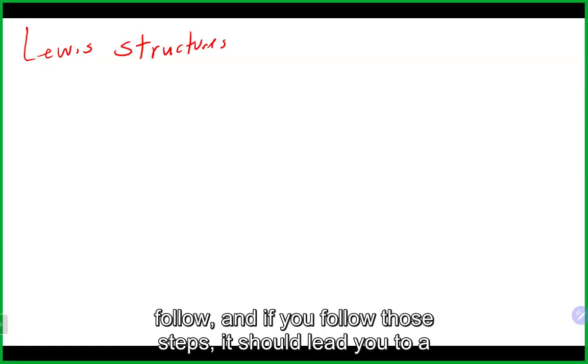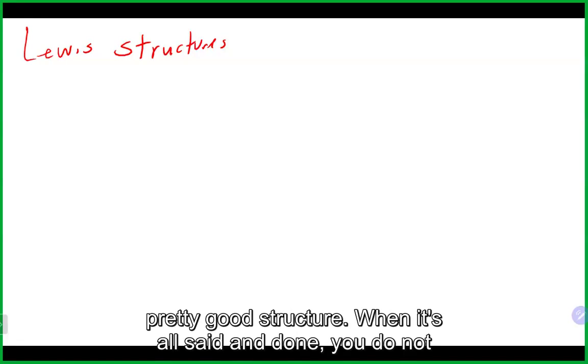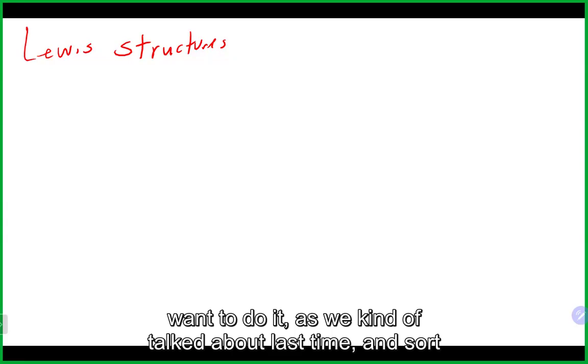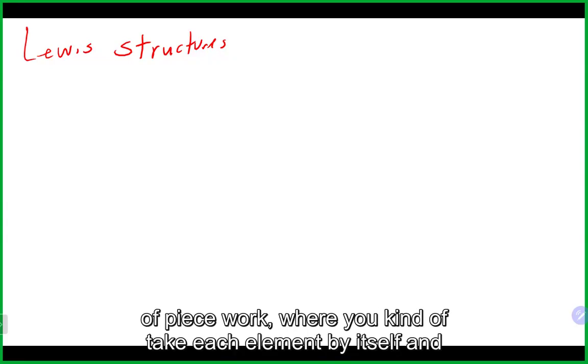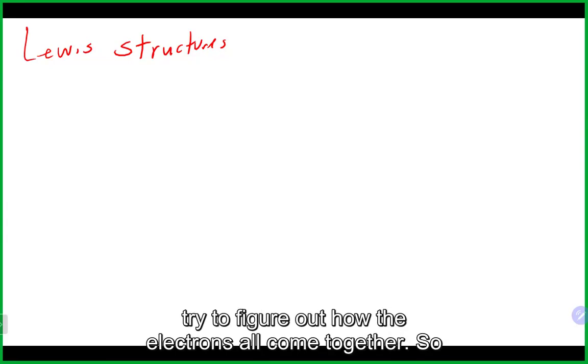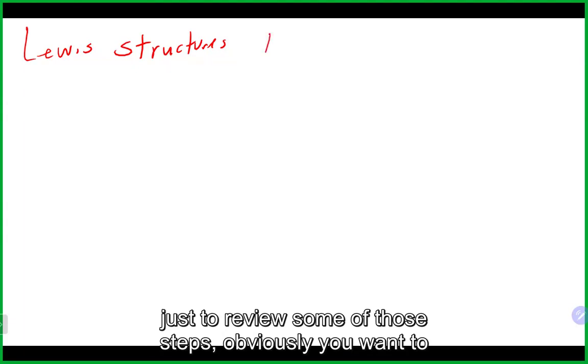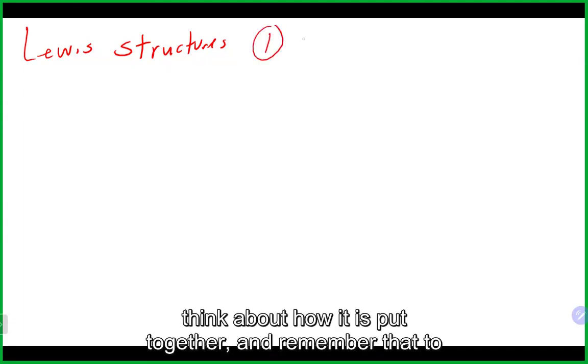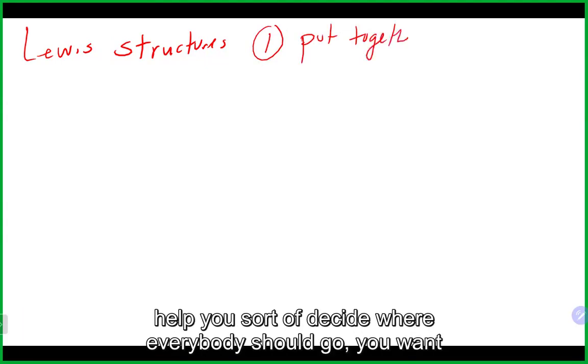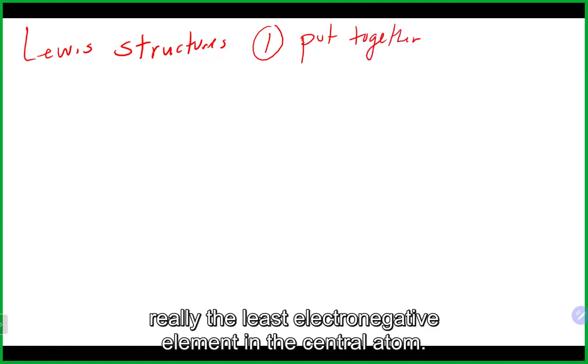And if you follow those steps, it should lead you to a pretty good structure when it's all said and done. You do not want to do it, as we talked about last time, in piecework where you take each element by itself and try to figure out how the electrons all come together. So just to review some of those steps, obviously you want to think about how it is put together. And remember that to help you decide where everybody should go, you want the least electronegative element as the central atom.